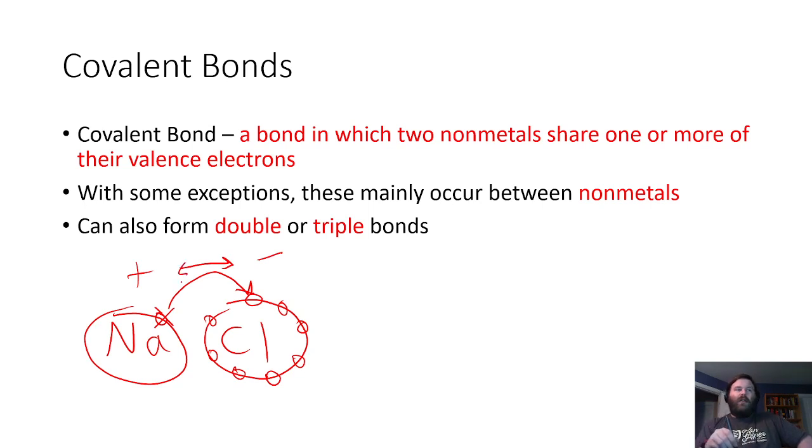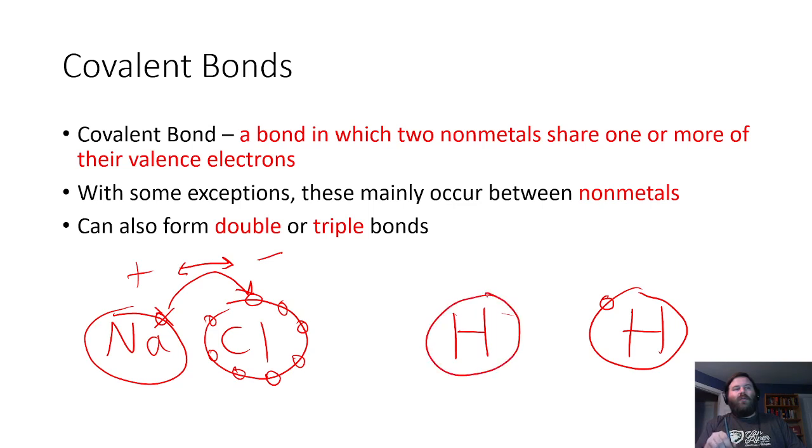For a covalent bond, we've got something like hydrogen and another hydrogen. So hydrogen is like sodium in that it has one valence electron, and in covalent bonds, the difference is that instead of one thing giving its electron to another, they each share one electron to make the bond.